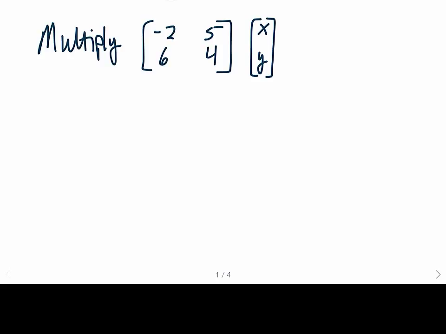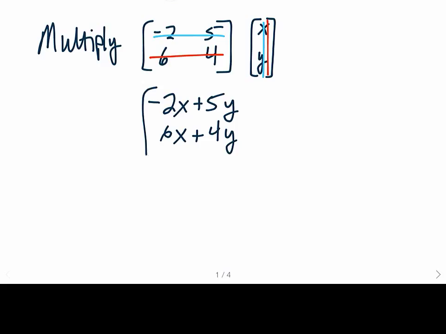Well, first we're going to multiply the top row by the column. So we're going to take -2, 5 and multiply it by x, y. We're going to end up with -2x plus 5y. Then we're going to take the second row, 6, 4, and multiply it by x, y. And we're going to end up with 6x plus 4y. That's our matrix.